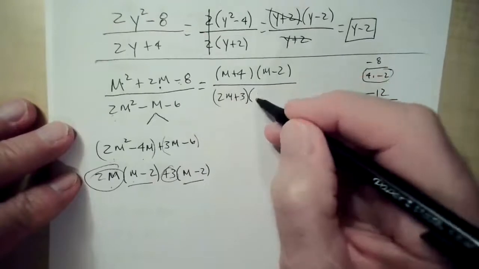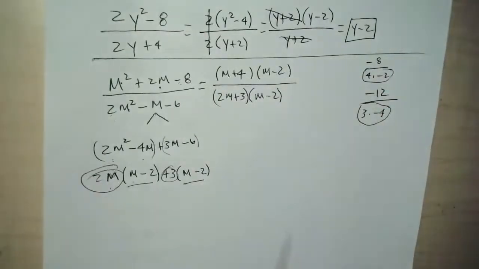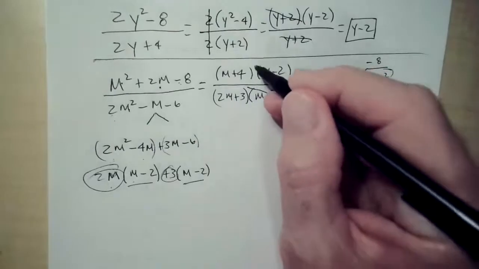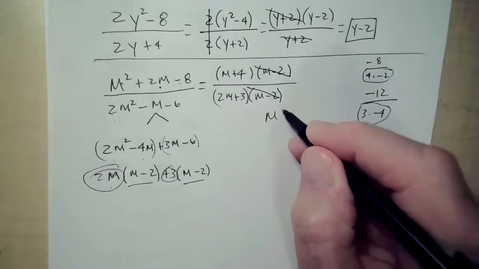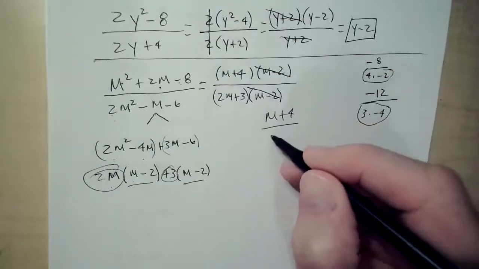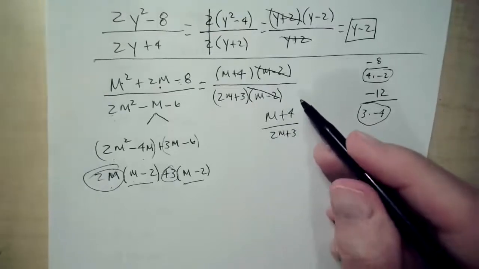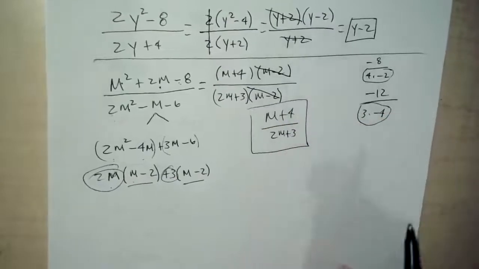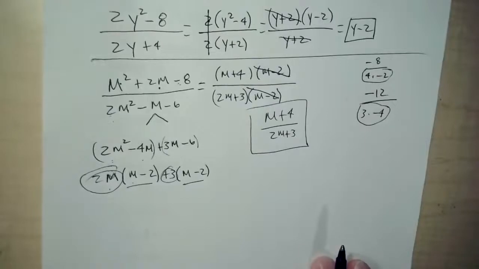So our factors are 2m plus 3 and m minus 2. So what can we factor out of numerator and denominator? We can factor those out, and we end up with m plus 4 over 2m plus 3. Is there anything else we can do here? Can we factor anything out of here? No.